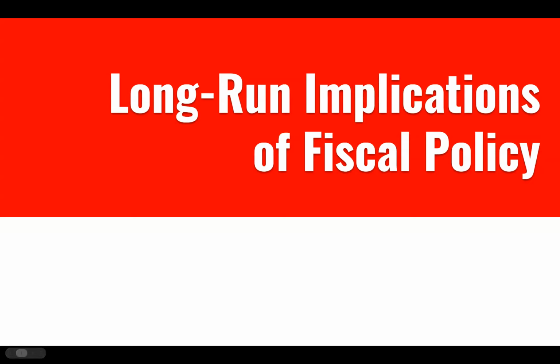Welcome back, everybody. Today we're going to be looking at the long-run implications of fiscal policy. Last time we looked at the tools of fiscal policy related to changes in taxes and changes in spending. Today we're going to look at the consequences of those decisions in terms of government debt. So we'll look at what the budget balance is and how it's measured. And we're going to look at the impact that fiscal policy has on what's known as the loanable funds market.